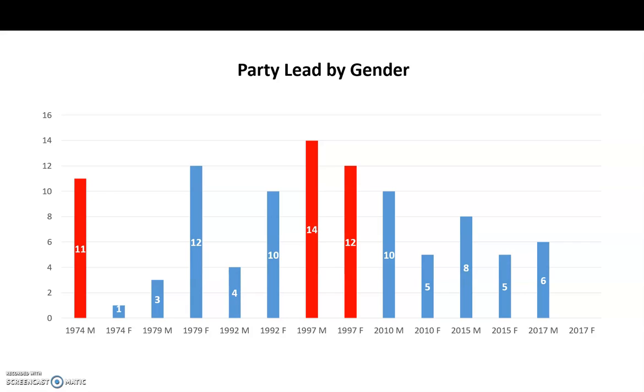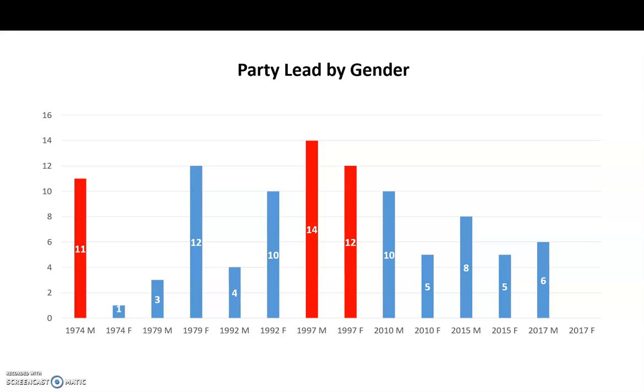So, for example, in this first one, 1974 M, we've got a red bar with 11. That means that 11% more men voted Labour than Conservative. In the same election, females were 1% more Conservative than Labour. Okay, 1979, Mrs Thatcher got 3% more men than Labour did, and in terms of females, 12% more females voted Conservative than Labour.